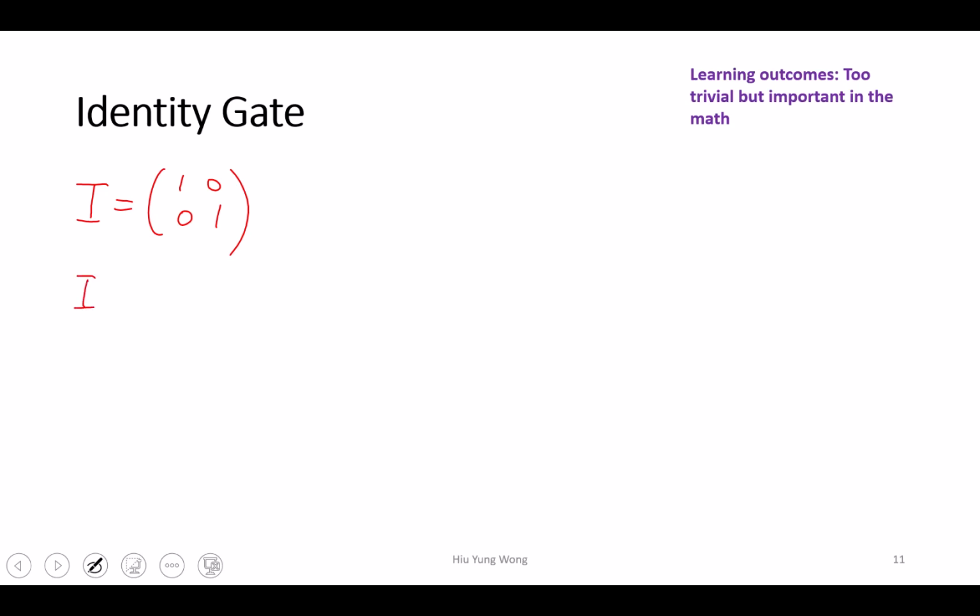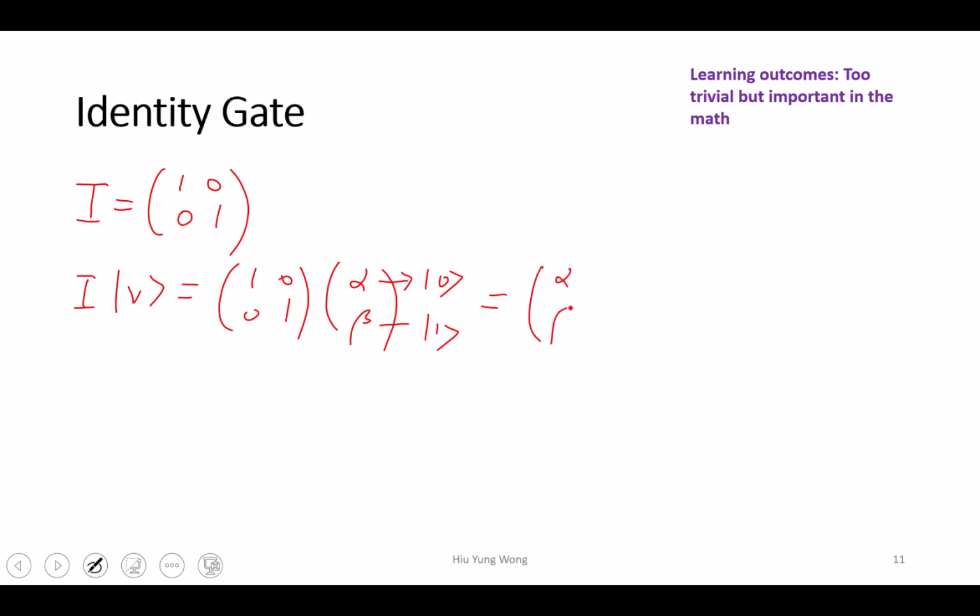Because if I apply I to any vector, and I should now use the bracket notation, I'm talking about qubits, so I only have two coefficients. Remind yourself again, it means I have alpha component of 0 and beta component of 1. They can be complex numbers, and this gives me what? Matrix multiplication: alpha, beta, right? Because it is 1 times alpha plus 0 times beta becomes this. 0 times alpha plus 1 times beta becomes this. So that is the identity gate.